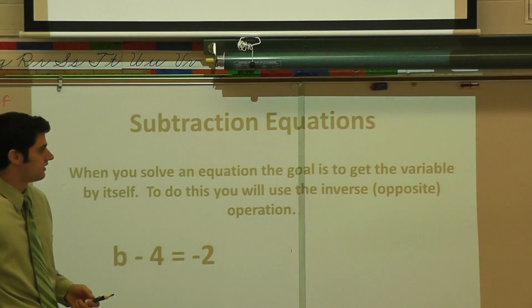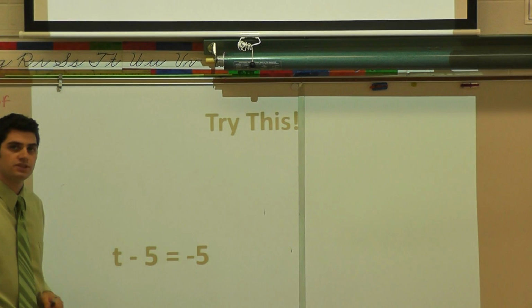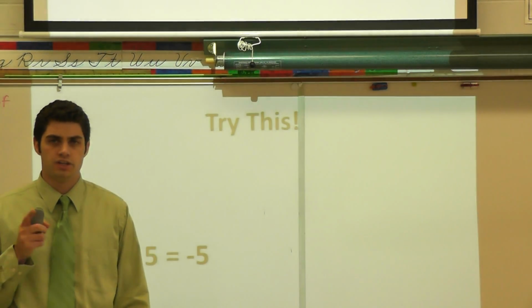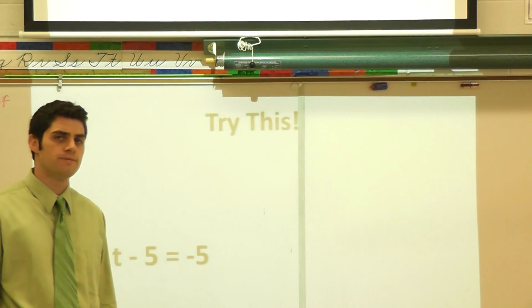All right. Let's have you guys try one more. Your problem is going to be t minus 5 equals -5. Again, use that piece of paper and pencil, pause this video, and let's see what you come up with.